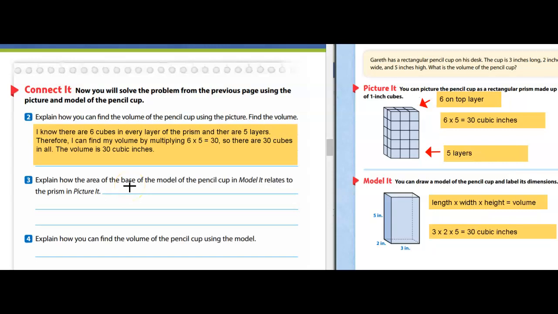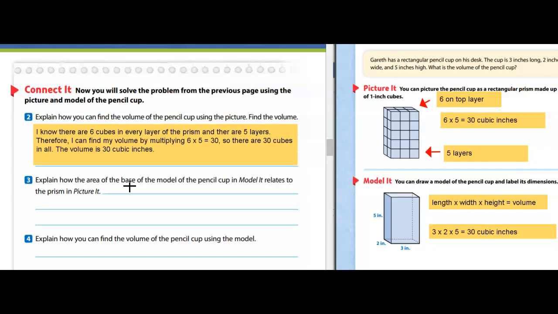Alright, so your response should be similar but not the same. And it could say, I know there are 6 cubes in every layer of the prism, and there are 5 layers. Therefore, I can find my volume by multiplying 6 times 4, which equals 30. So there are 30 cubes in all. The volume is 30 cubic inches. Now for question 3, explain how the area of the base of the model of the pencil cup and model it relates to the prism and picture it.